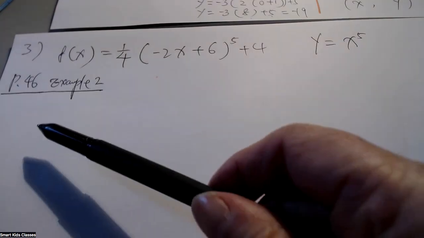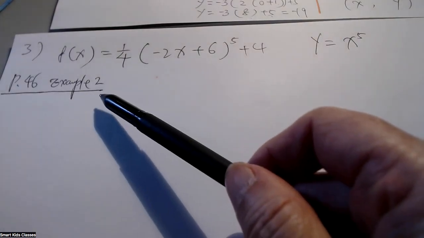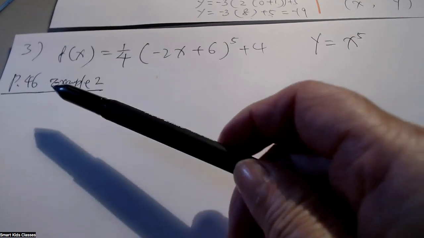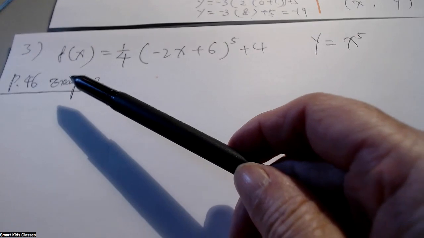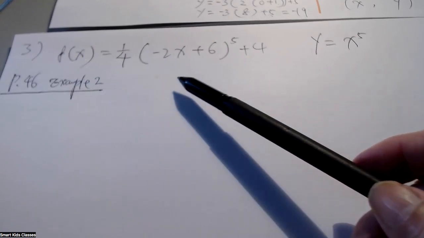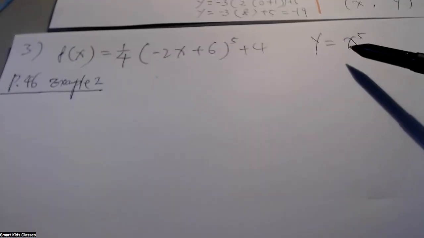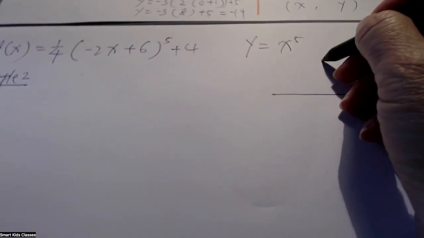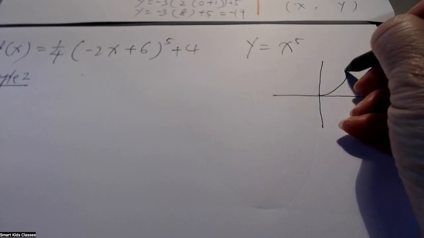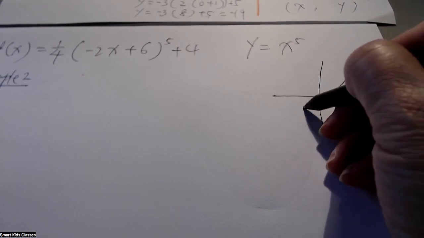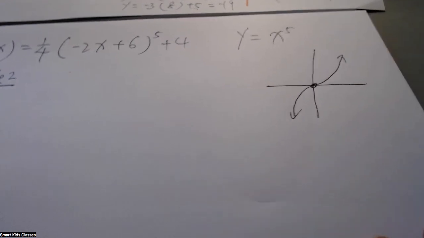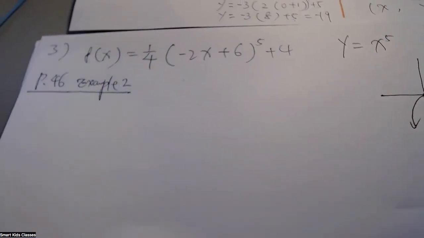So still on the same page, page 46, example 2. The next equation is called B. I number it 3. The third equation we draw the same way we found it. So this is the parent one. We're going to plot it: x exponent 5. The parent one goes from quadrant 3 to quadrant 1. So the vertex C is here.